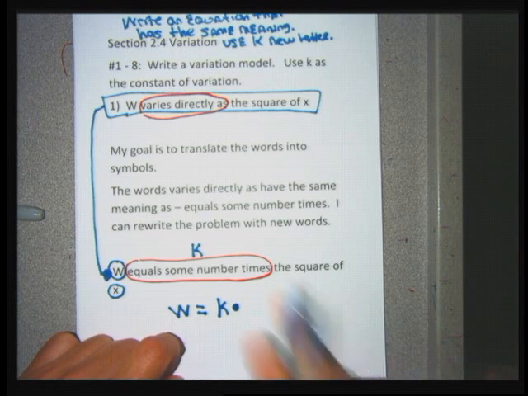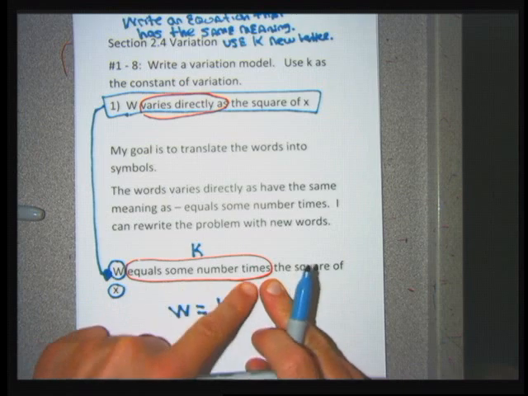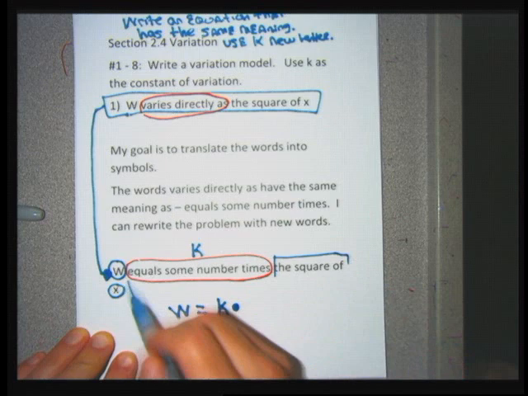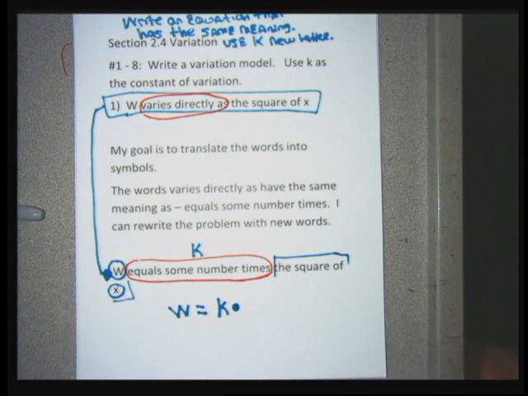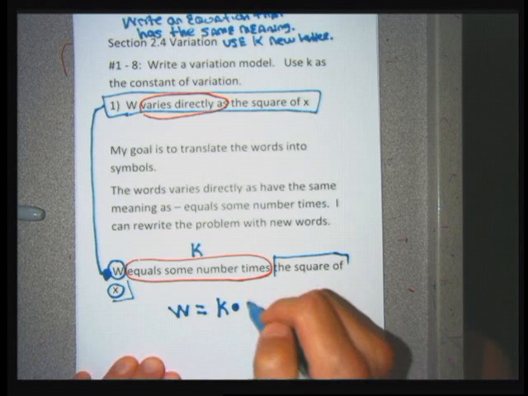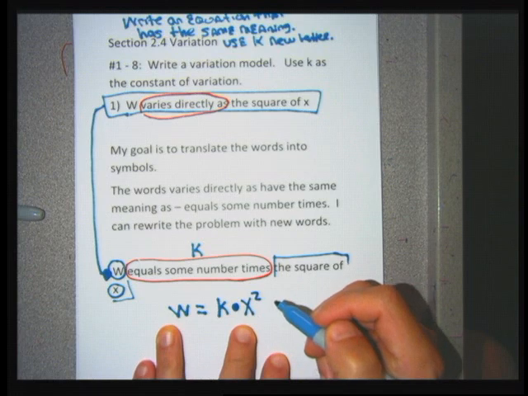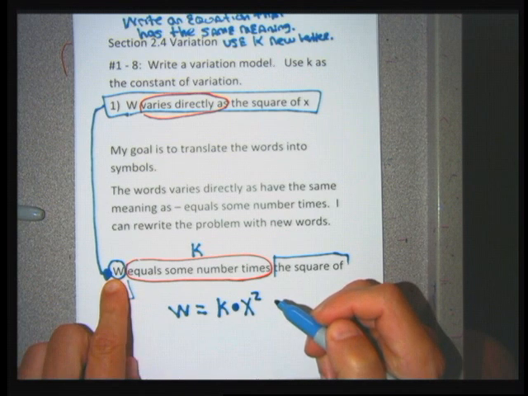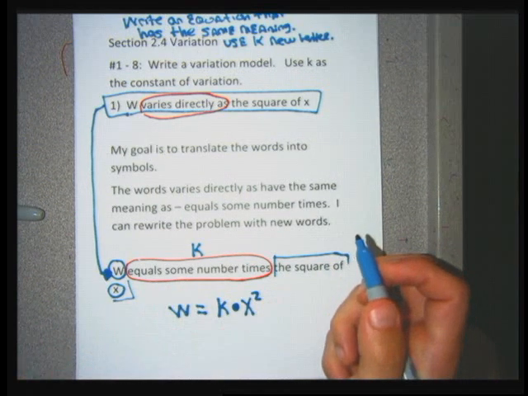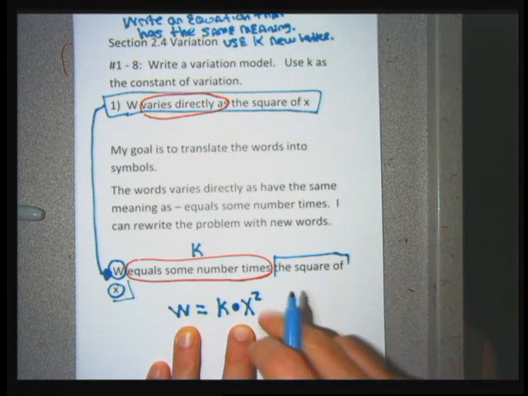So I've got the W down, I have the equals down, I have the some number, I have the times down. And then what has to come after the some number is something that represents the square of x. And square implies an exponent of 2. So I'm going to put an x with an exponent of 2. This equation, W equals k times x squared, is a symbolic representation of W equals some number times the square of x. This is correct. This is a correct variation model.